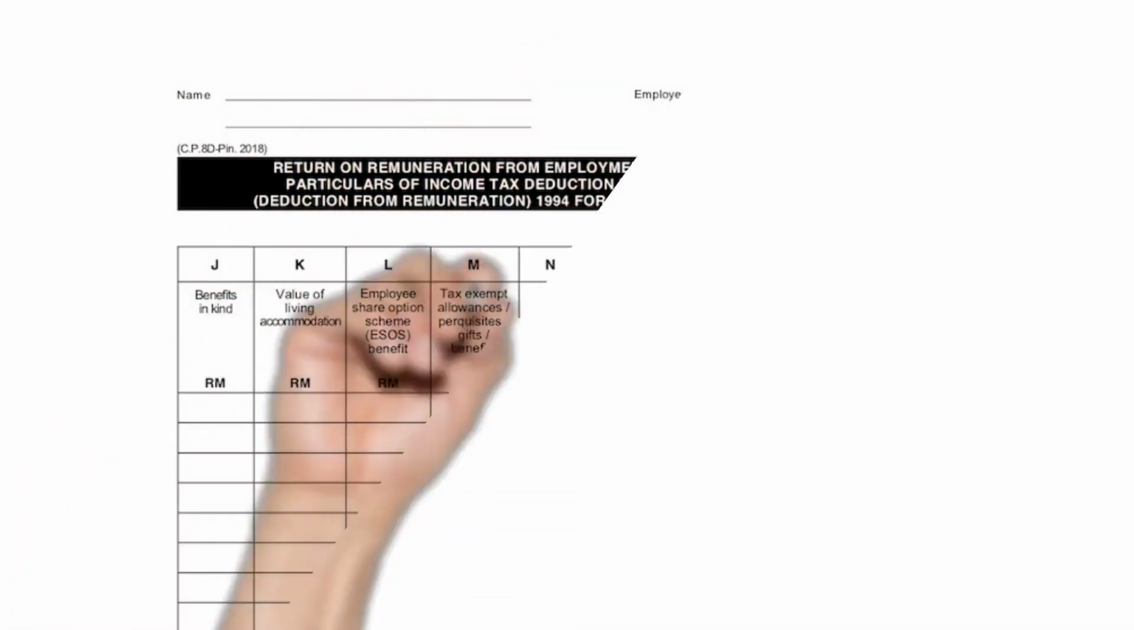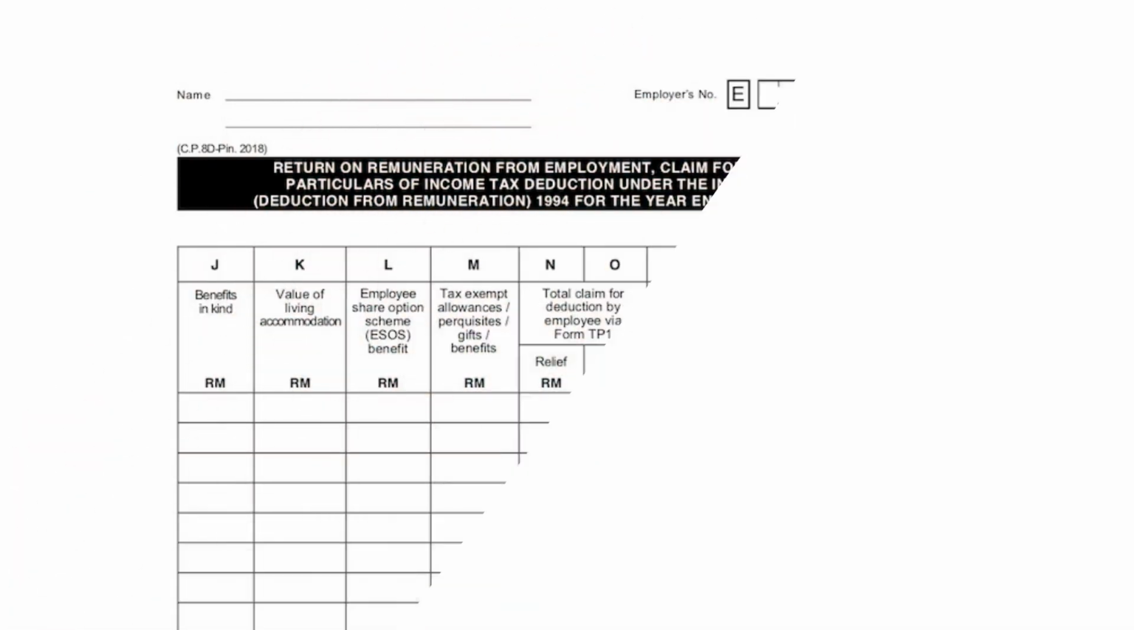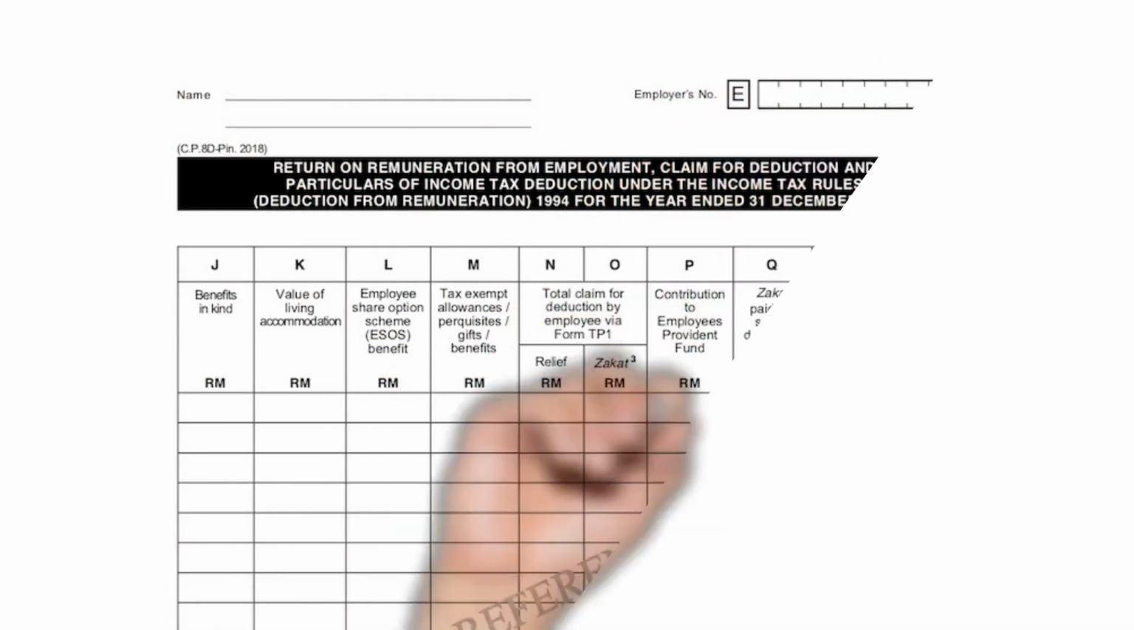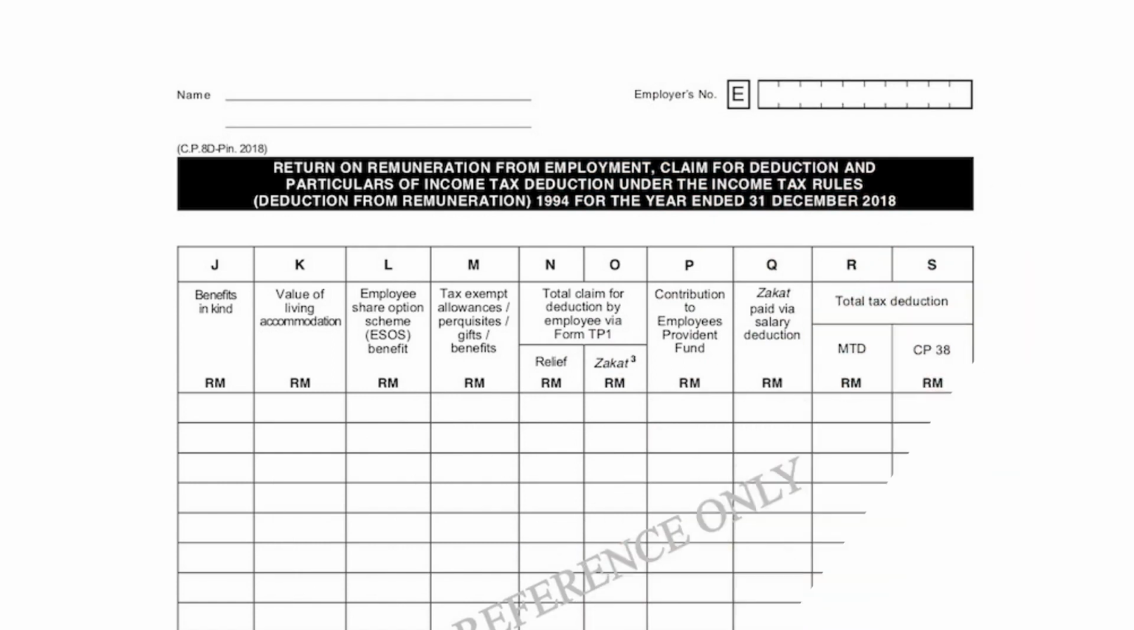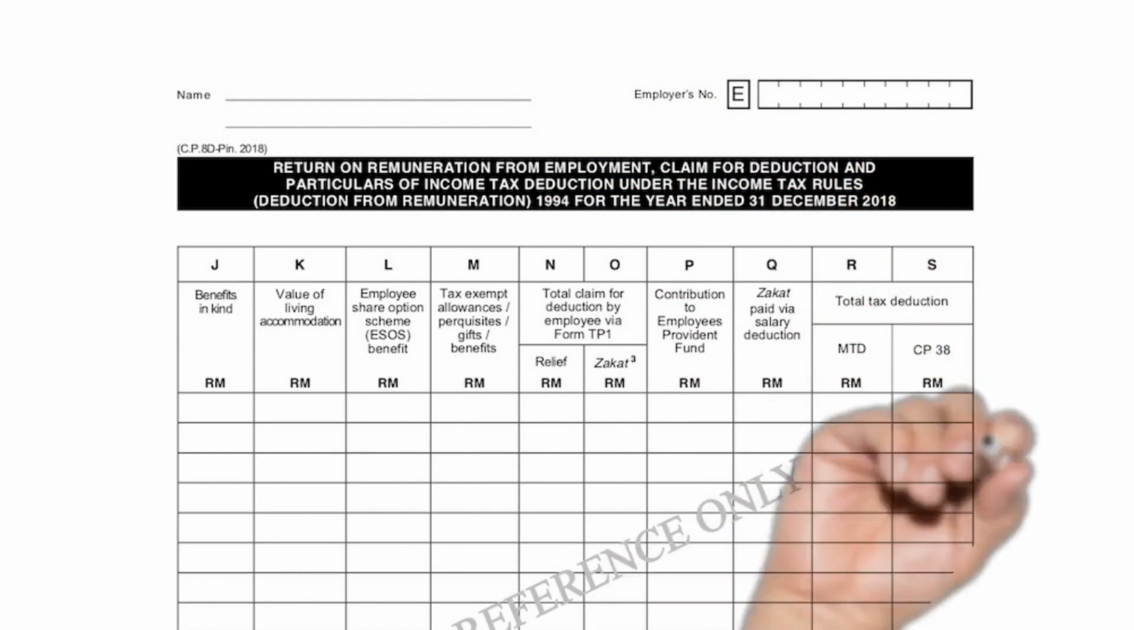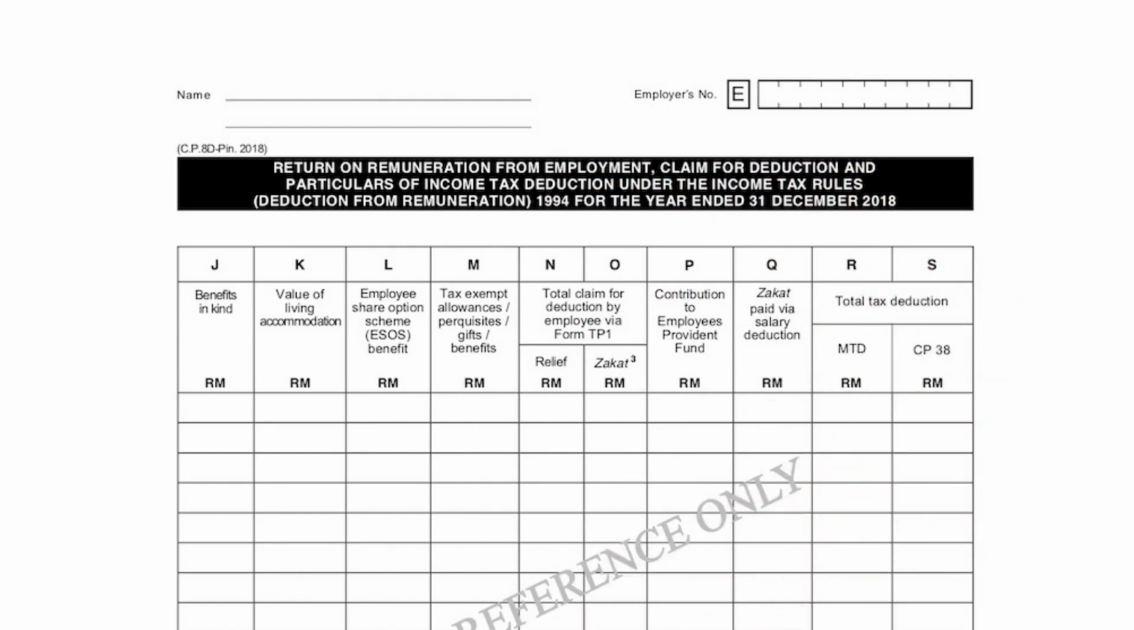If you look at page 2, they want you to disclose the benefit in kinds. What is the value of living accommodation enjoyed by the employee, whether there's any ESOS benefit, whether there's any tax exempt allowances, whether there's any TP1 claim. So what is the contribution to KWSP, Zakat, PCB, and any tax installment paid under CP38?